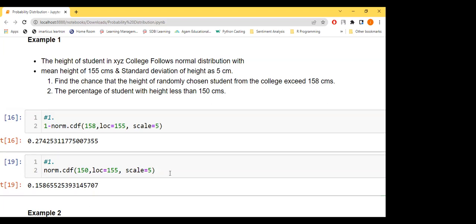In the second case, we have to find for a value less than 150. Then we have mean and standard deviation. For less than, do not subtract. For more than, subtract. So we get 15%. Same answer, guys. You can match it with the example which we have solved on pen paper.